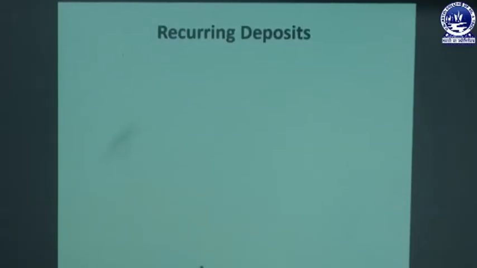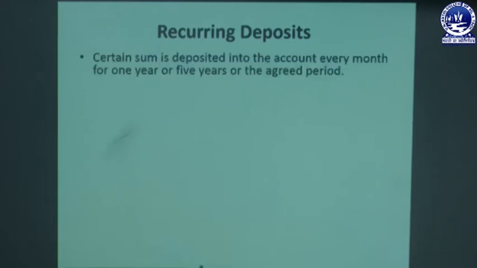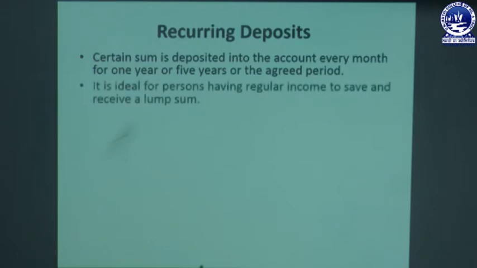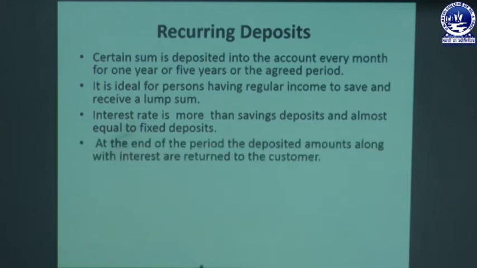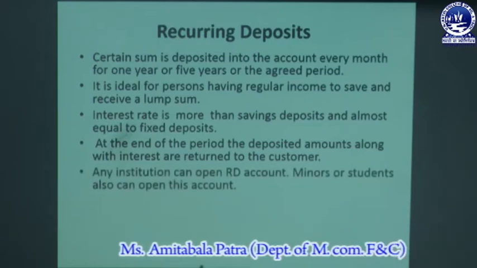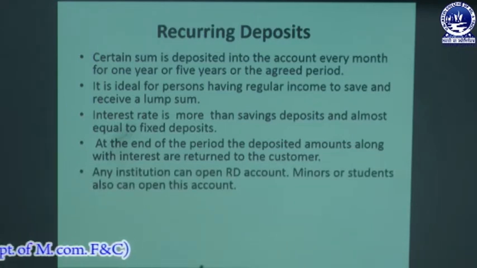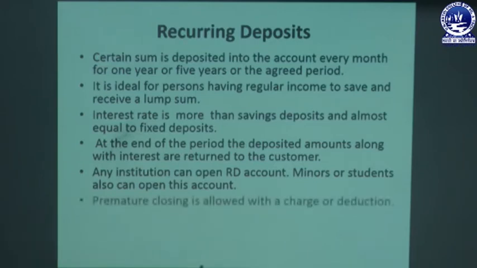Next is recurring deposits, which is famously known as RD, in which a certain sum is deposited into the account every month for 1 year or 5 years or the agreed period. It is ideal for persons having regular income to save and receive a lump sum. The interest rate is more than savings deposits and almost equal to fixed deposits. At the end of the period, the deposited amounts along with interest are returned to the customer. Any individual can open an RD account, and minors or students can also open this account. Premature closing is allowed but with a charge or deduction.